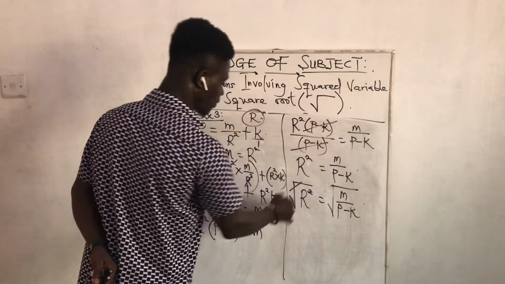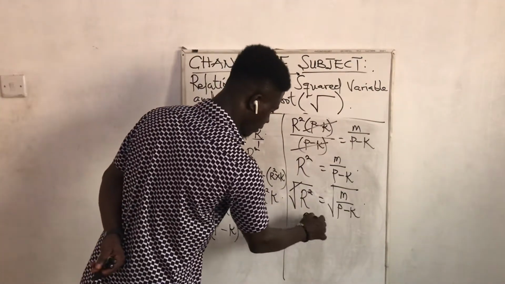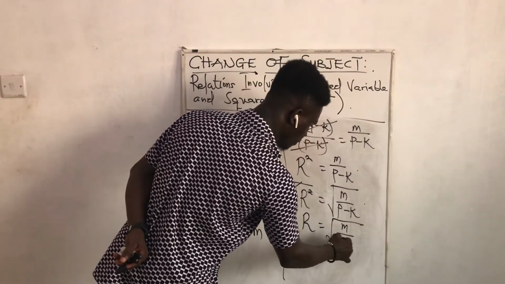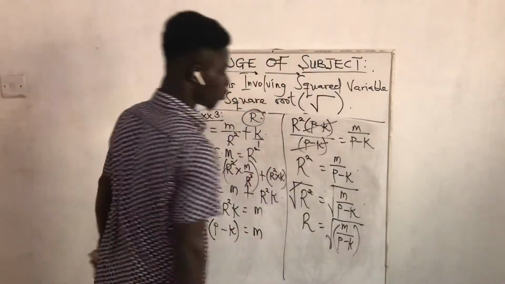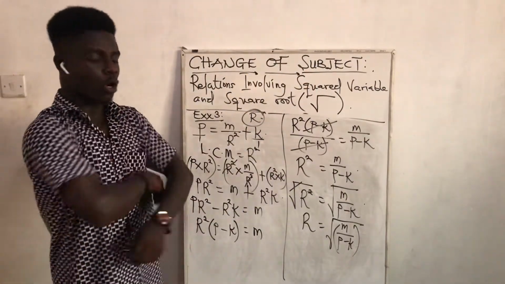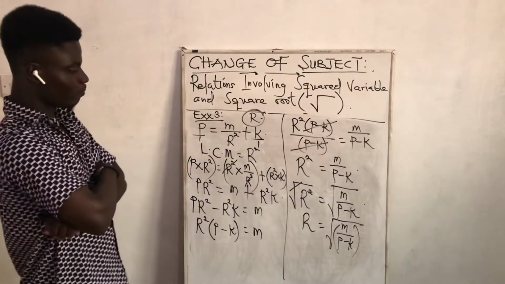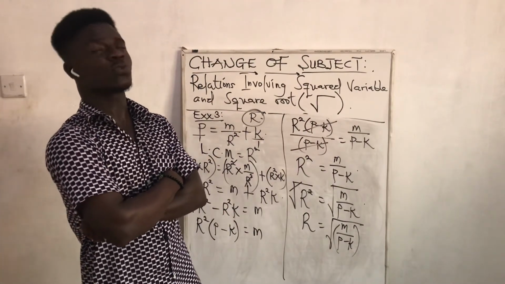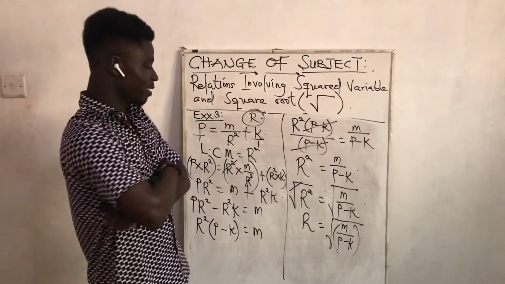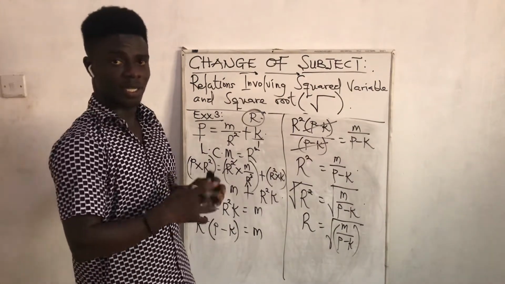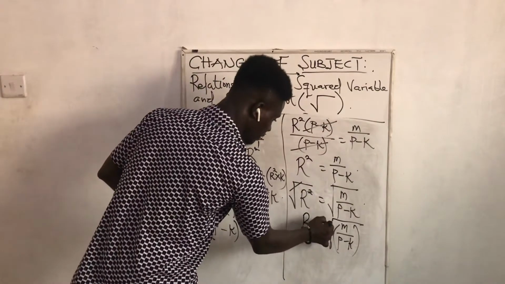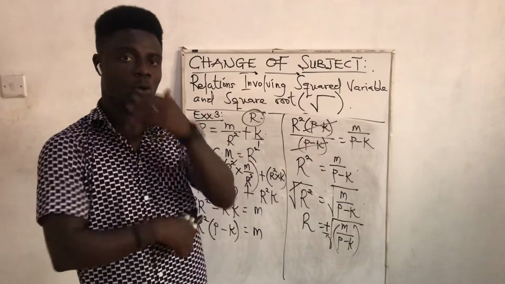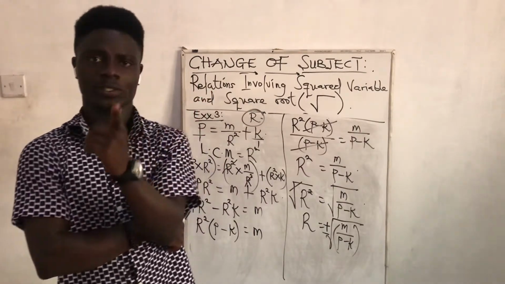So this one cancels that. So I have R being equal to square root of M on P minus K. I told you in our last two or three videos that when square root is coming, it brings plus or minus. So when they ask you square root of 4 is what? Plus or minus 2.